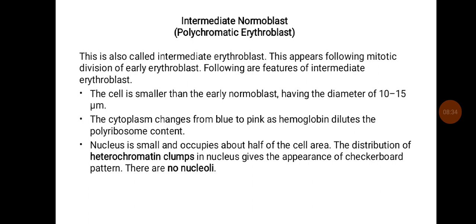The cytoplasm changes from blue to pink as hemoglobin dilutes the polyribosome content. The nucleus is small and occupies about half the cell area. The distribution of heterochromatin clumps in the nucleus gives the appearance of a checkerboard pattern. So there are no nucleoli in the intermediate normoblast.